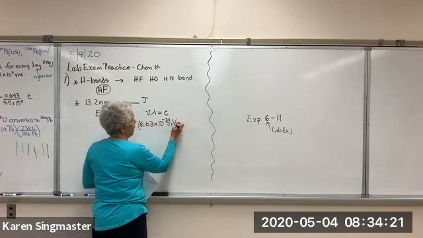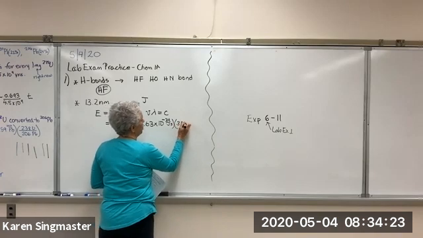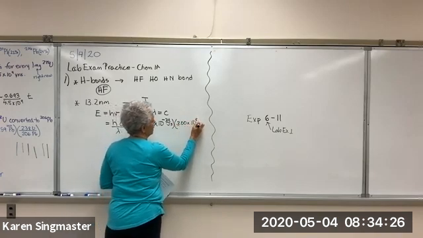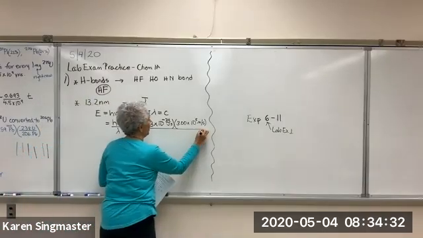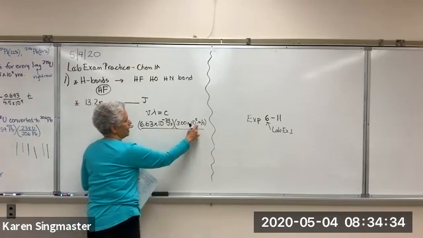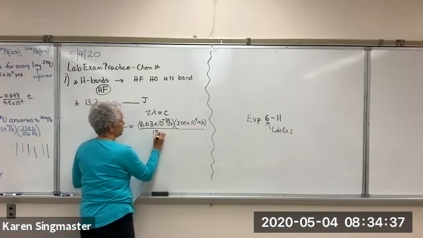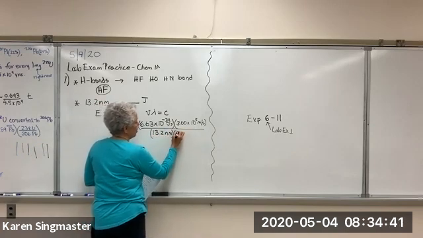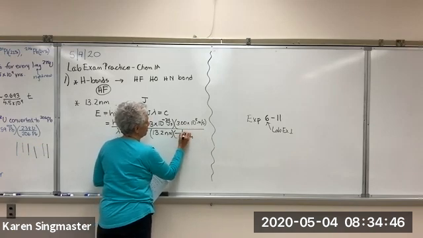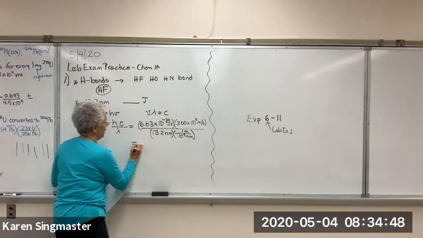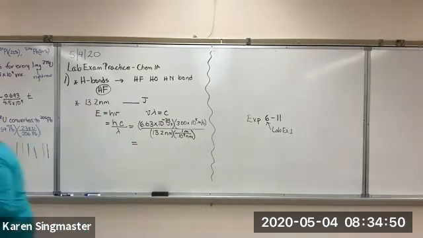C is 3.00 times 10 to the 8 meters per second. Those are constants, so they would be given with the problem. And then you have to divide by the wavelength, but it has to be in meters. So I have 13.2 nanometers, and there are 10 to the 9 nanometers in 1 meter. Okay?